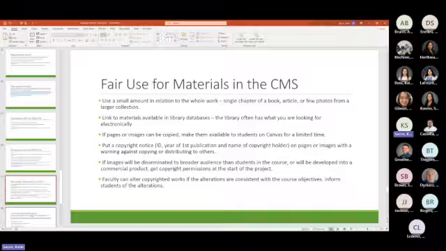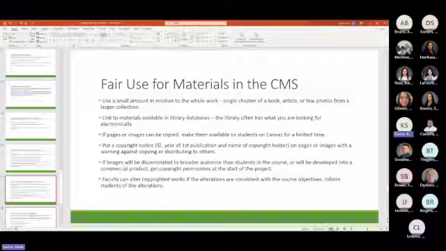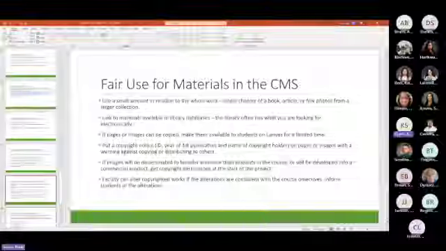All right. Again, use a small amount of the work in relation to the whole. Link to materials available in library databases. You will find many, many times that the library has what you're looking for electronically, or can obtain it for you if you're looking for a copy of a book or a chapter or a poem. We're working with the English department right now to find a poetry database to help cover some of the works they're using in their literature courses. We can find information for you or help you find it.